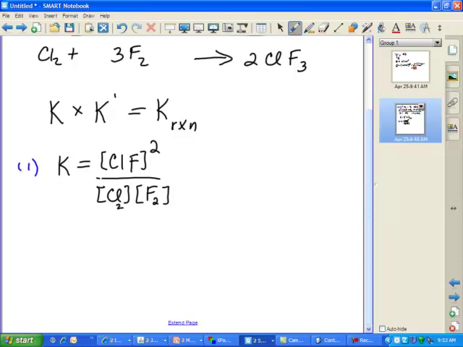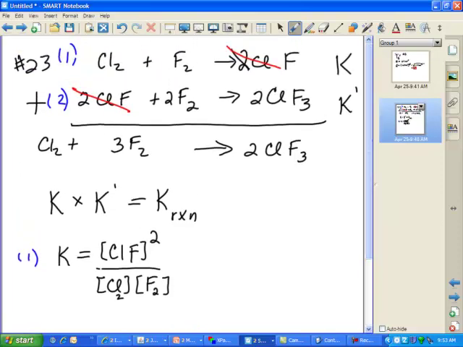And then we're going to do the bottom equation, equation number 2. So this is 1, and then K prime is now 2. So this is 2, equation number 2. We're going to put this over this. So it's the product, ClF3, raised to the second power because of the coefficient 2, divided by the product of these two chemicals raised to their powers because of their coefficients. So it'll look like this.